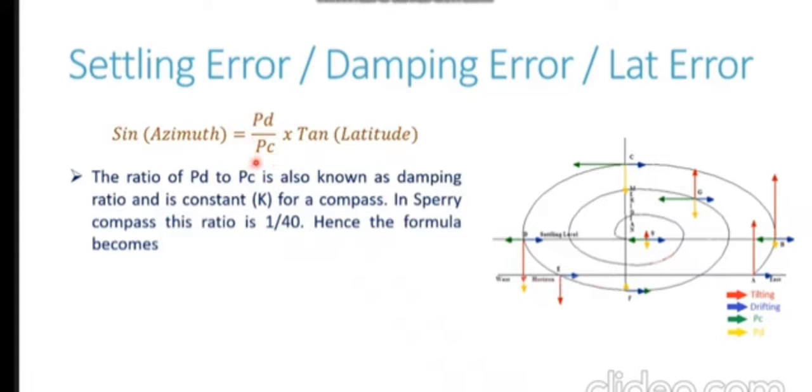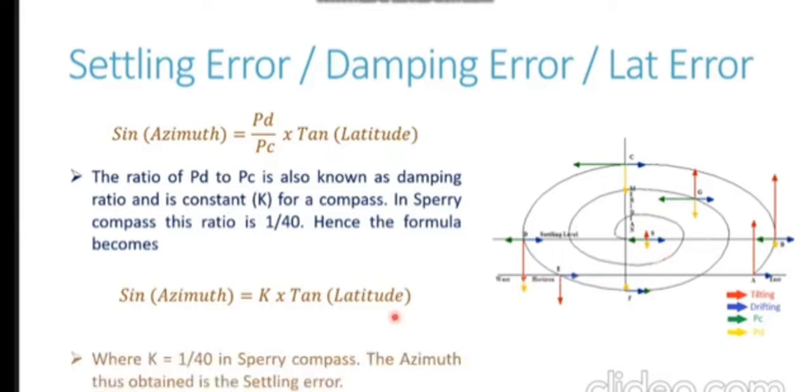Now when we use this 1 is to 40 ratio, the formula converts to sine of azimuth is equal to k tan latitude. PD upon PC is replaced by k, where k is equal to 1 by 40 in the Sperry compass.